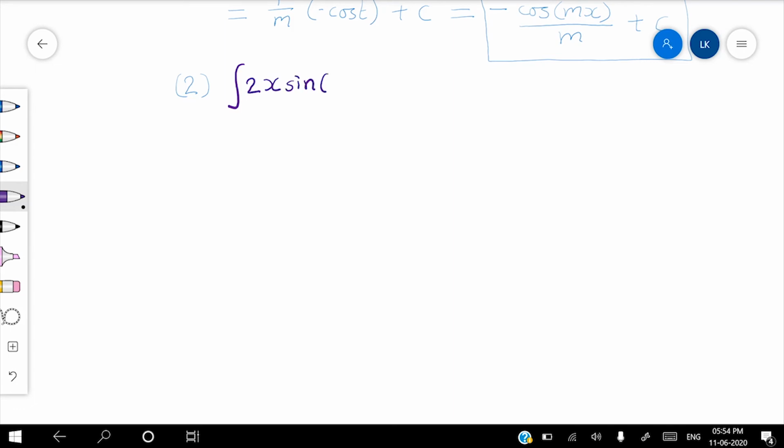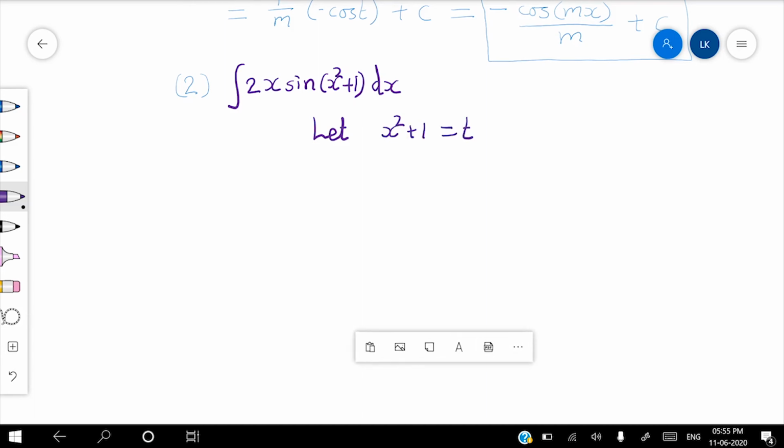Integral, what is your question? Integral of 2x sin(x square plus 1) with respect to x, that means dx. Okay, here what do we substitute? Tell me. Yes, x square plus 1 is equal to t.